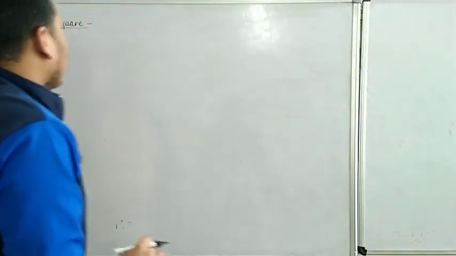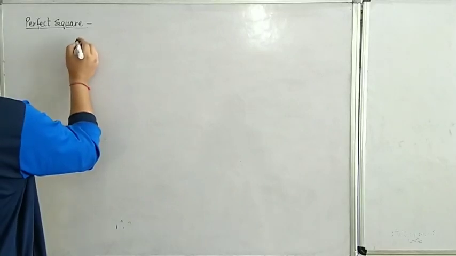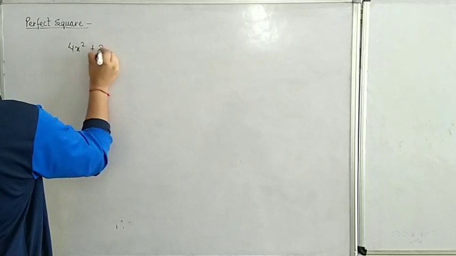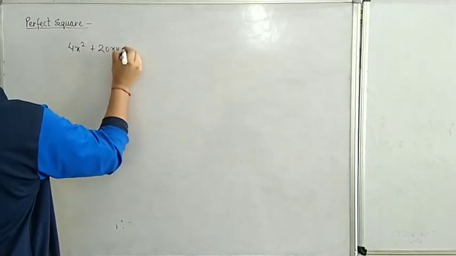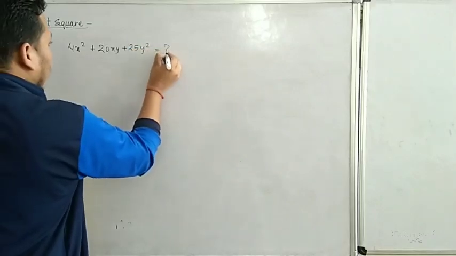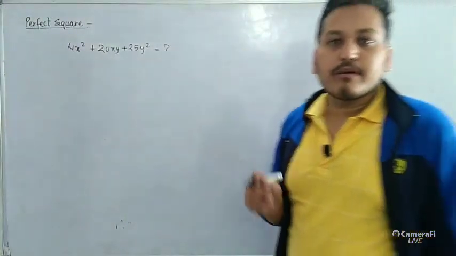If any polynomial is given, maybe it be anyone, for example 4x square plus 20xy plus 25y square, is it a perfect square or not? So first of all, let me see what is the concept of a perfect square.